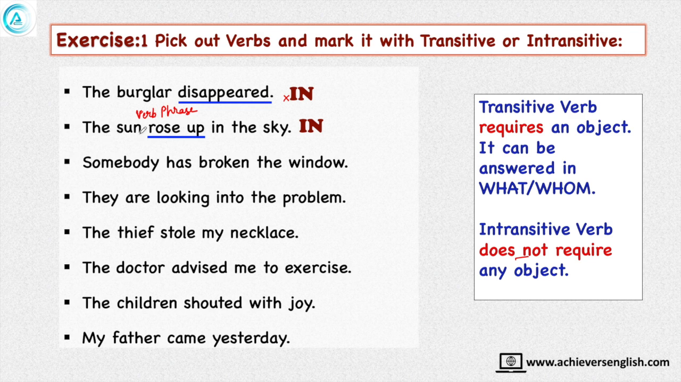That's why we will ask, the sun rose up what? So answer is not coming. Therefore it is intransitive verb. Somebody has broken the window. Has broken is a verb. This is present perfect tense.